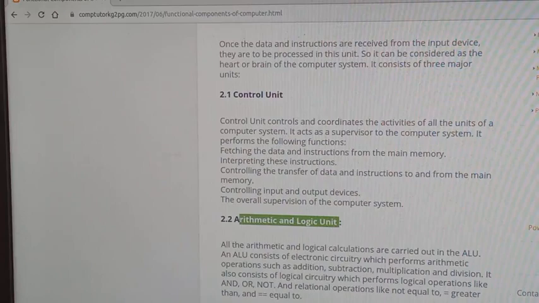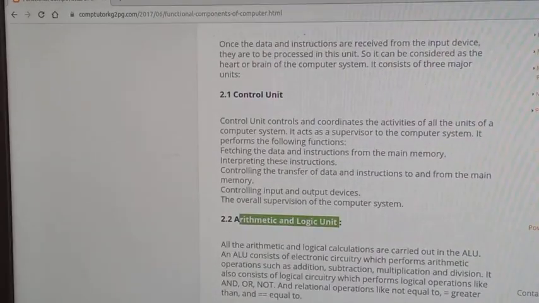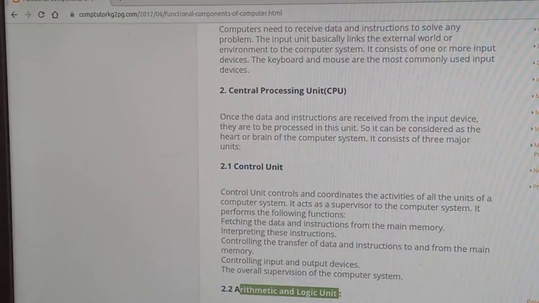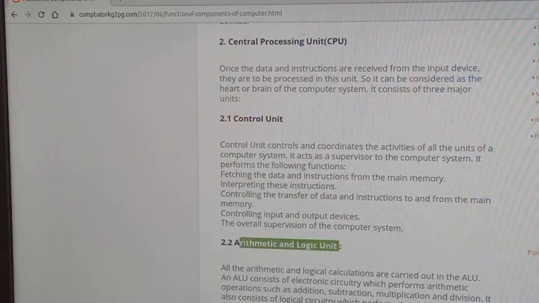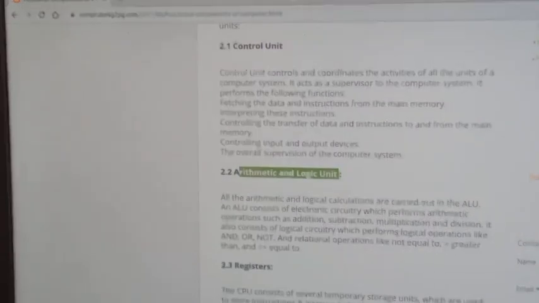So next one is called memory unit. Memory contains both primary memory and secondary memory. Primary memory is nothing but our RAM and ROM, and secondary memory is like a hard disk, a pen drive, a floppy disk, etc. So these are the main components within that CPU: the control unit, arithmetic logic unit, then registers, then memory unit.